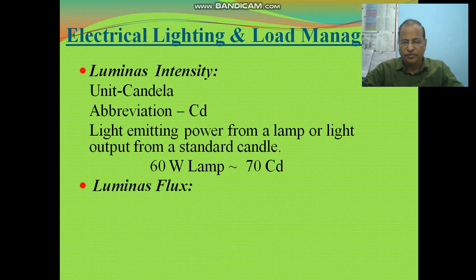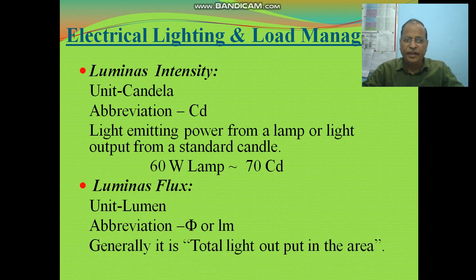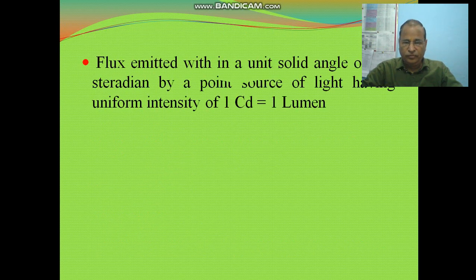Luminous flux. The unit is lumen. Abbreviation is phi or LM. Generally, it is the total light output in the area. It is the flux emitted within a unit solid angle of 1 steradian by a point source of light having uniform intensity of 1 CD, equal to 1 lumen.